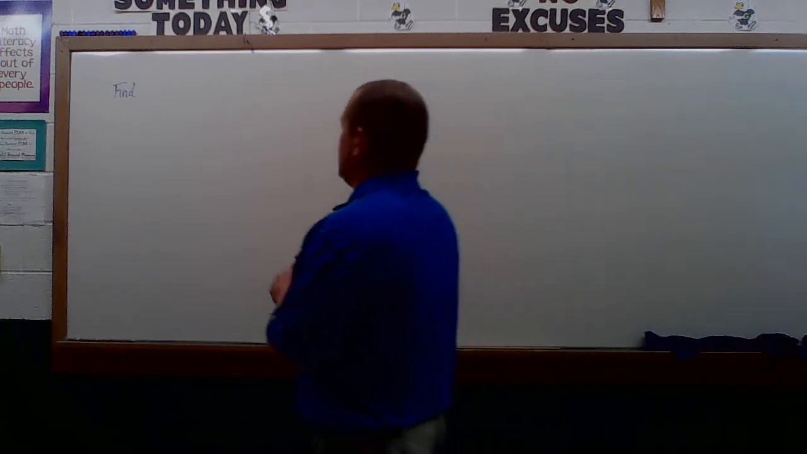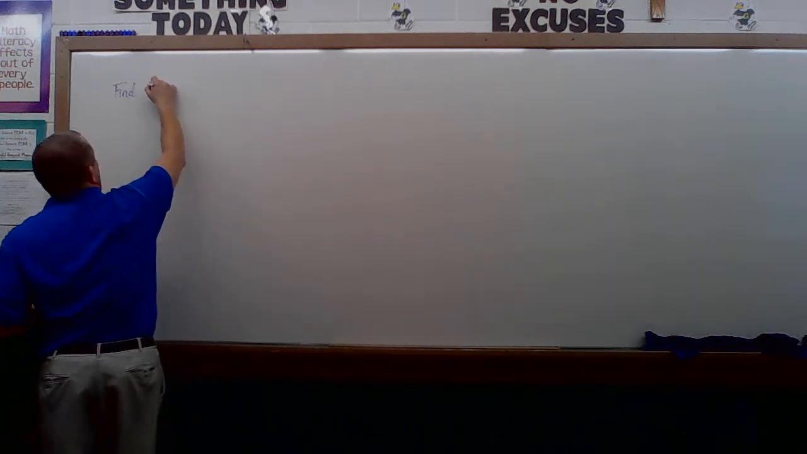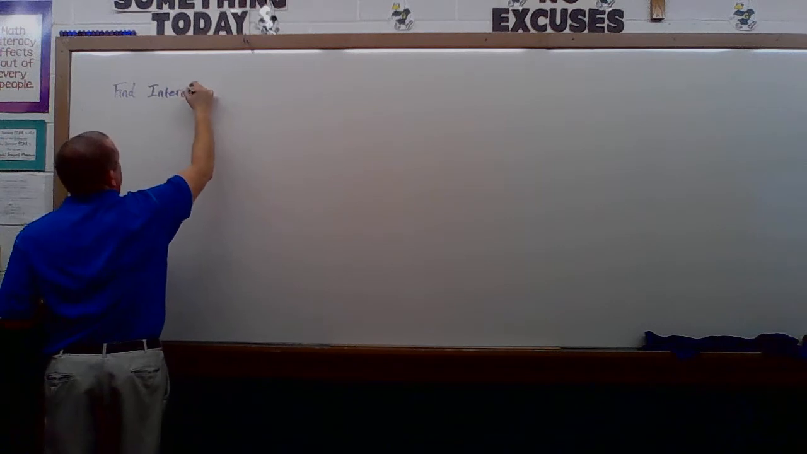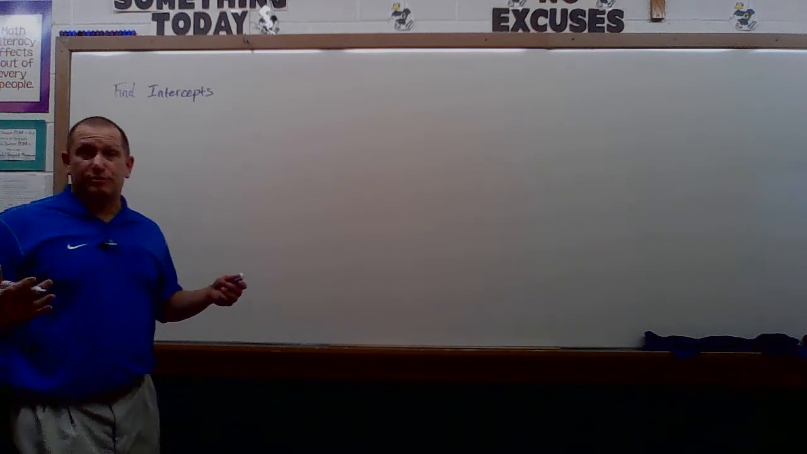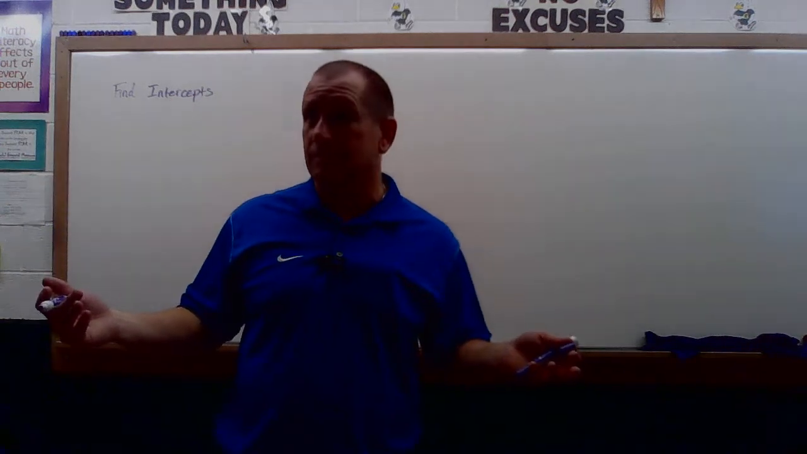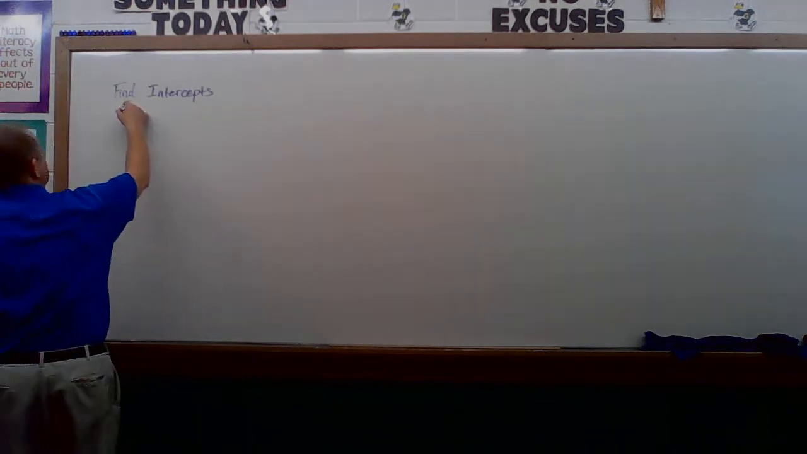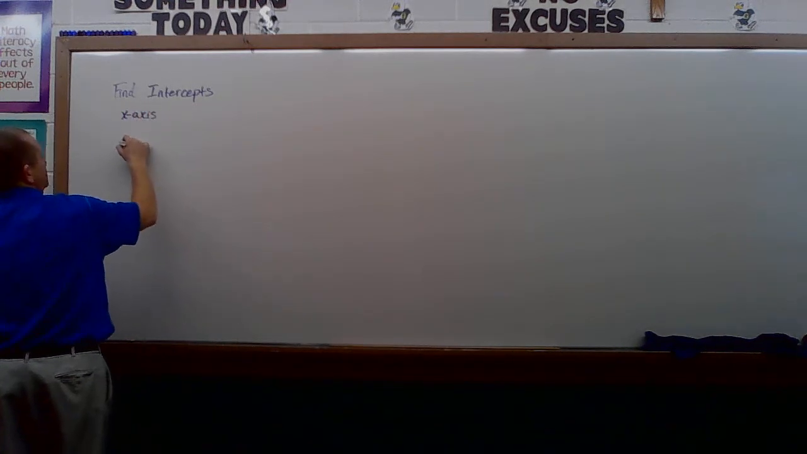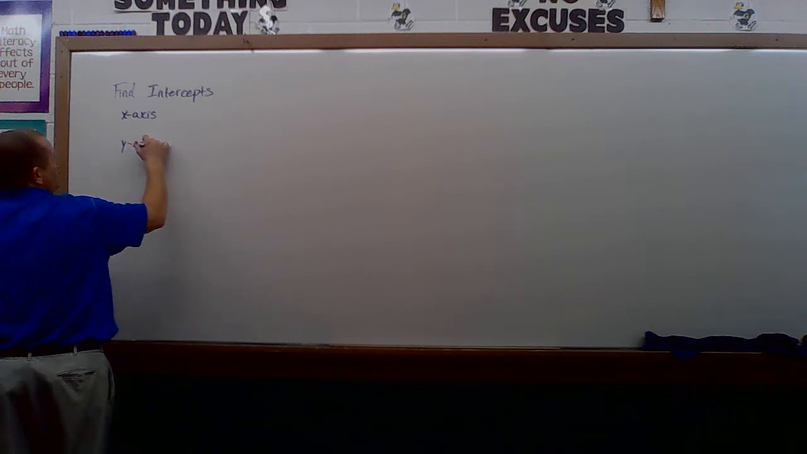So, we're going to try to find the intercept. If you're thinking about a graph, where would the intercepts be? The Y and the X, on the things that go up and down. What do you call those? The axes, right? Okay, so what axes do we have? X and Y. We have the x-axis and the y-axis.